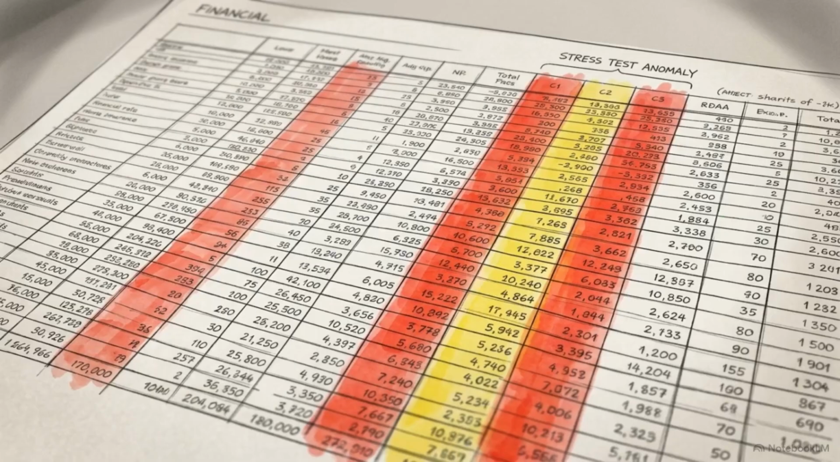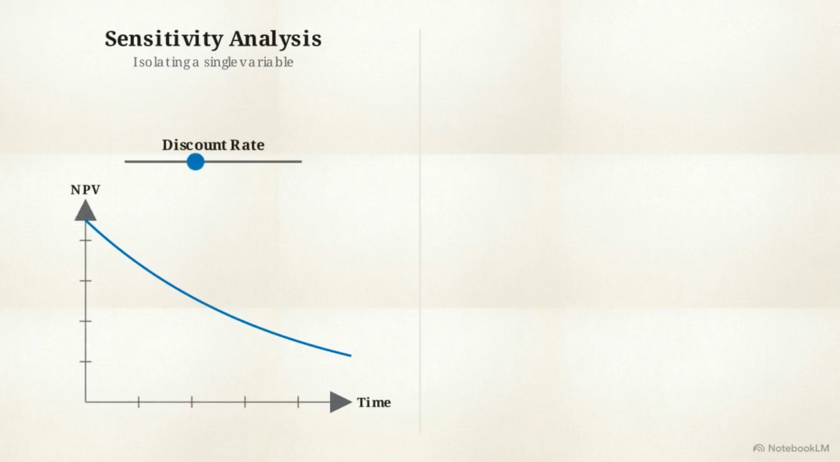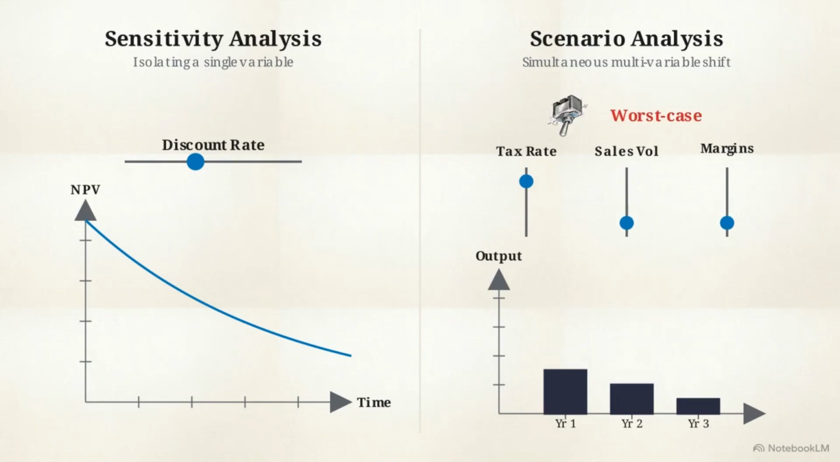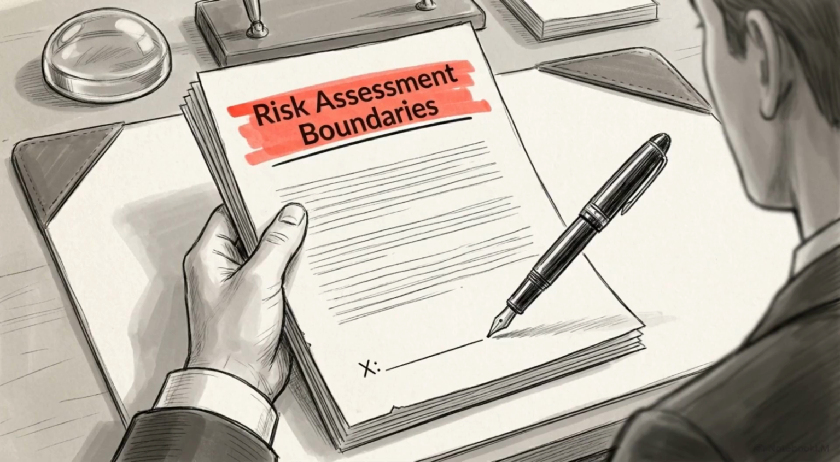Professional analysts manage this uncertainty by abandoning single-point predictions in favor of stress testing the model. The first tool is sensitivity analysis, which studies how the outcome of a decision changes when a single input variable is varied. The second tool is scenario analysis, which assesses the effect of changing all input variables simultaneously to model different future events. This allows analysts to instantly recalculate the model for a worst-case scenario, accounting for simultaneous shifts in tax, volume, and margins. Stress testing reveals the model's structural boundaries, allowing executives to visualize the risks associated with a project before capital is committed.